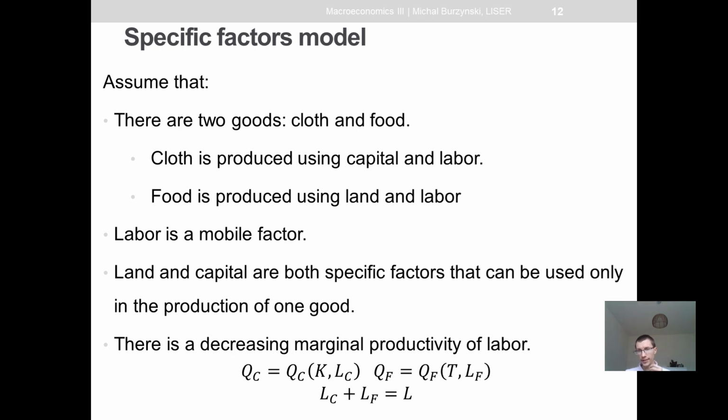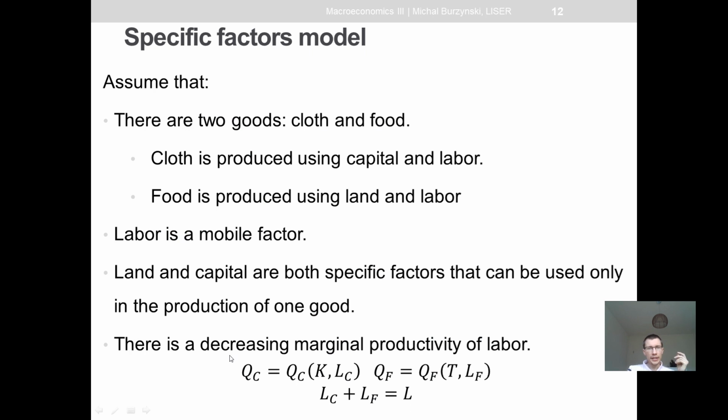Formally speaking, this means that the second derivative of the production function with respect to L in both cases is negative. Okay, so we have two production functions in our economy, one for clothes, one for food, and we know that the mobile factor has to sum up into an exogenously given supply of labor that is available in the country. But this labor can be divided into two sectors in a way that this supply equation is fulfilled.